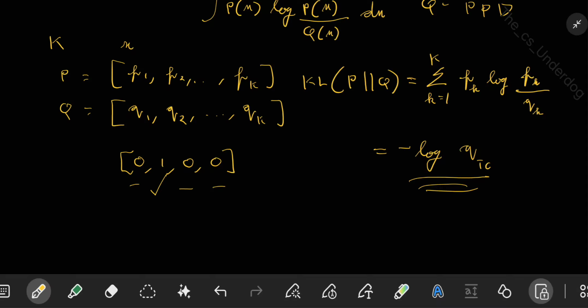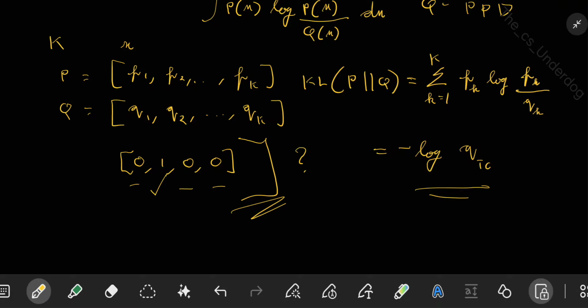This is exactly the same as what we saw in case of cross entropy. So what you have to understand here is that KL divergence, when used along with a one hot vector, becomes the same as cross entropy. Whatever we saw in categorical cross entropy, the same thing is what you get when you use KL divergence with a one hot vector.